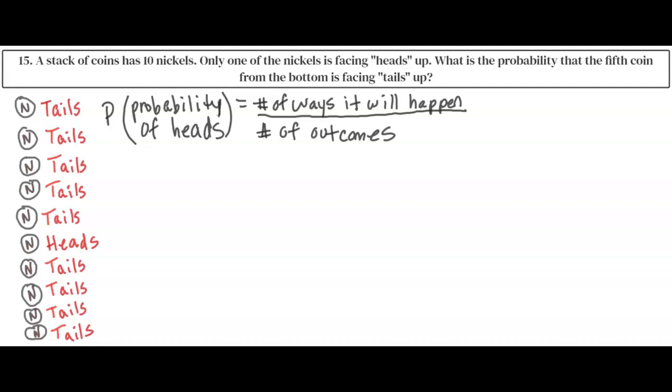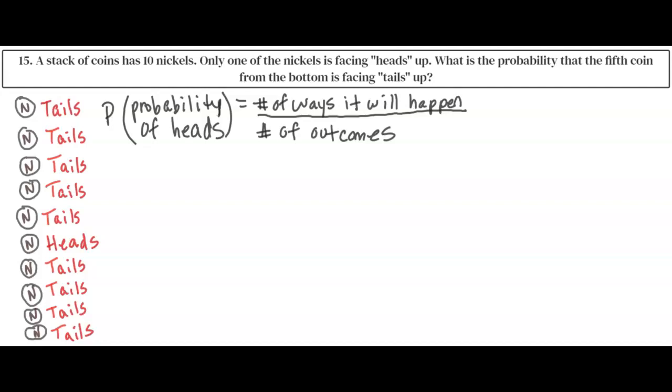So let's proceed, shall we, with number 15, which states, a stack of coins has 10 nickels. Only one of the nickels is facing heads up. What is the probability that the fifth coin from the bottom is facing tails up?